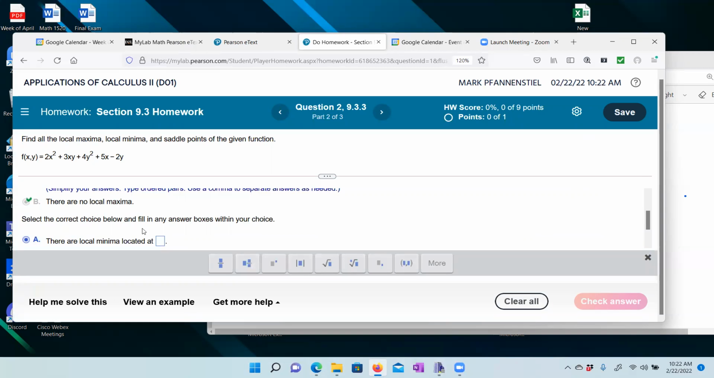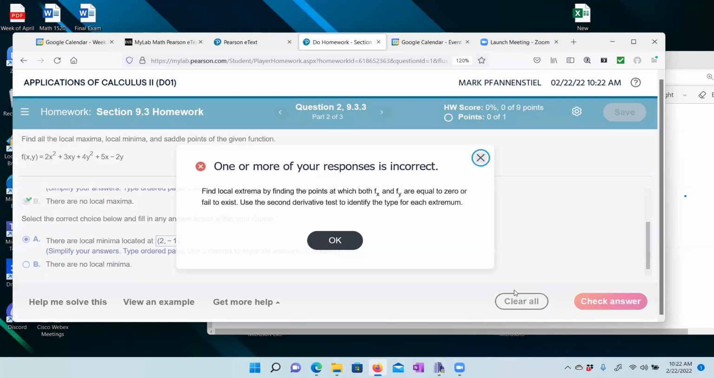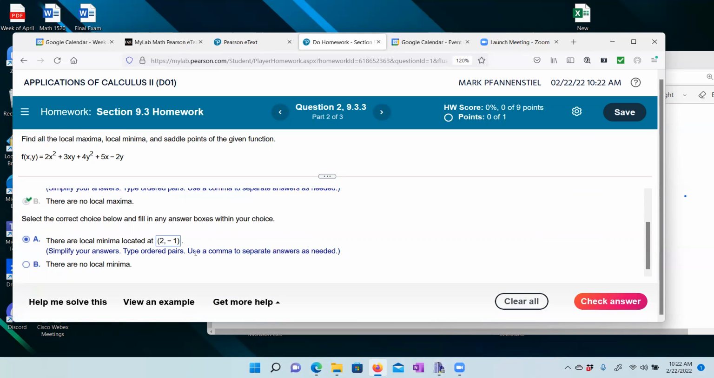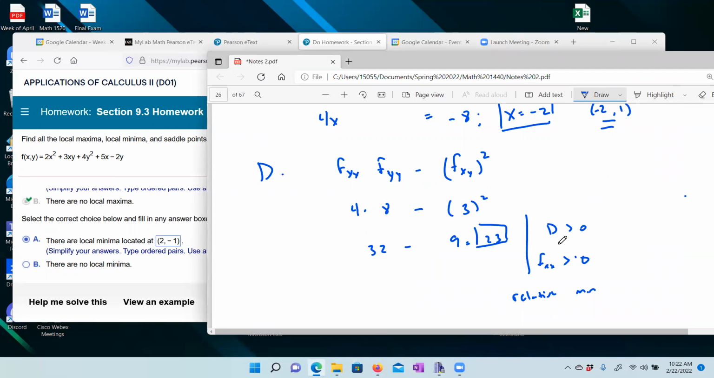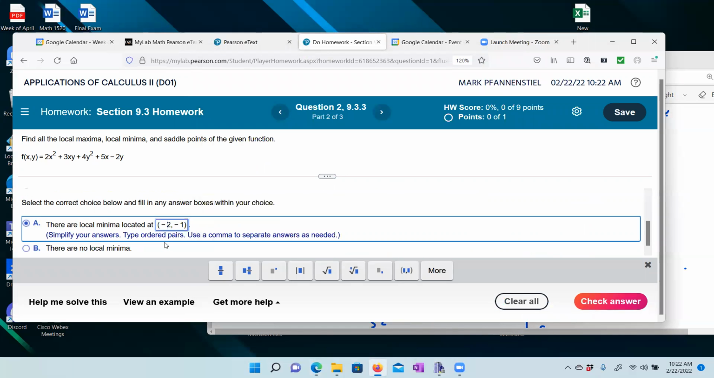All right. There is a local minima located at 2, -1. And let's check it, fingers crossed. All right, didn't like that. Let's double check. All right, -2, 1. Okay. Let's see about that now.